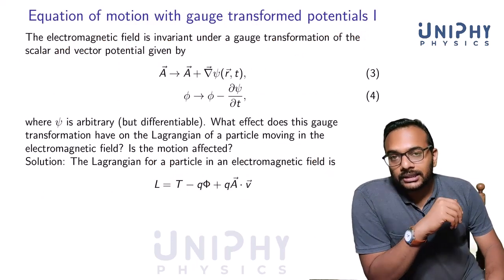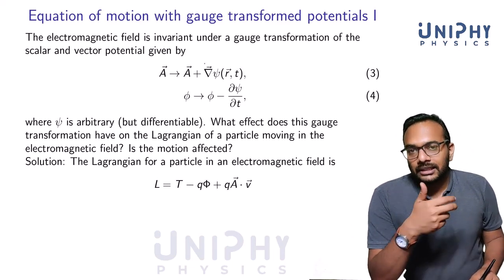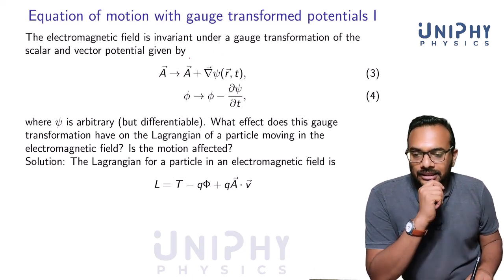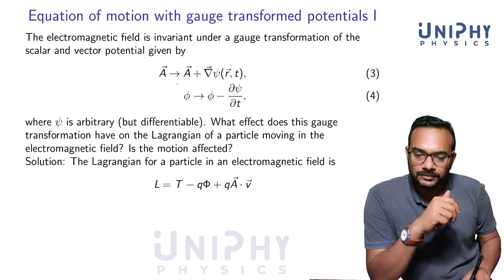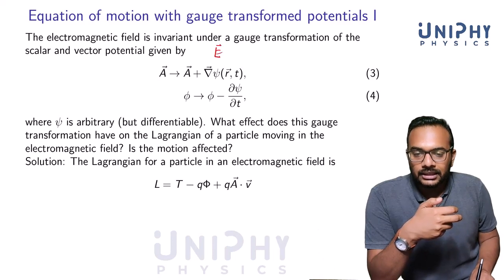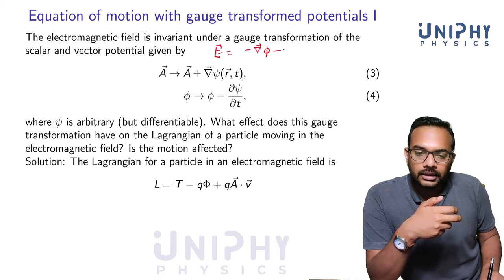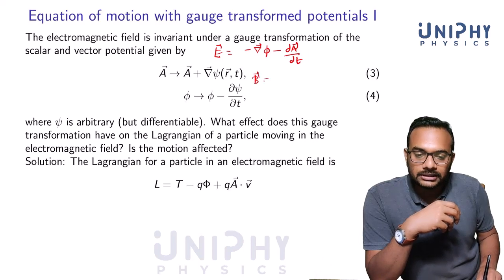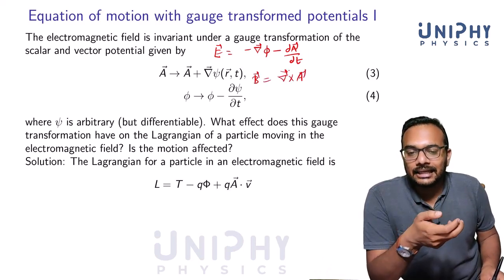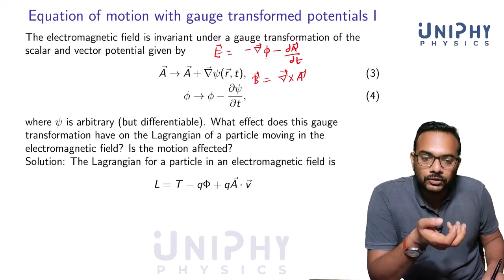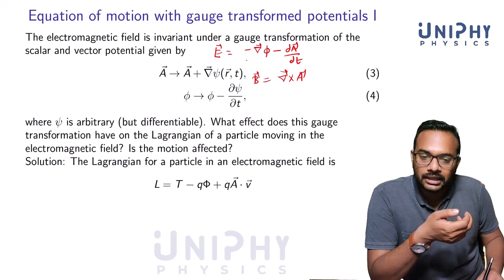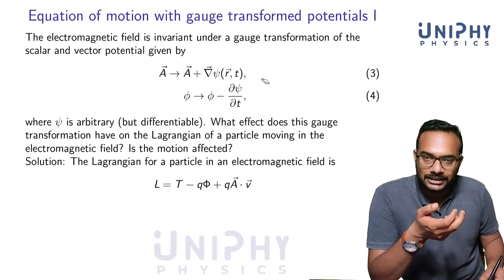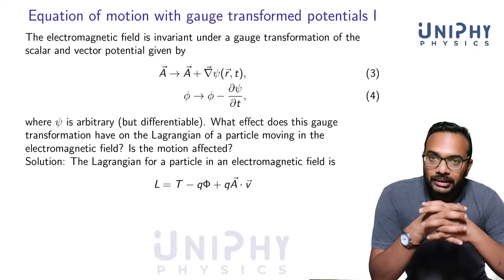Let's look into another interesting property of a charged particle in an electromagnetic field. The important thing is that the electromagnetic field is invariant under a gauge transformation of the scalar and vector potential. You can show that E vector is equal to minus del φ minus ∂A vector by ∂t, and B vector is equal to del cross A. It's easily seen that there are a number of combinations of scalar and vector potential which give exactly the same electric and magnetic field. The potentials themselves are not measurable directly. The physical quantities are the electric and magnetic fields. These are the things that we measure.